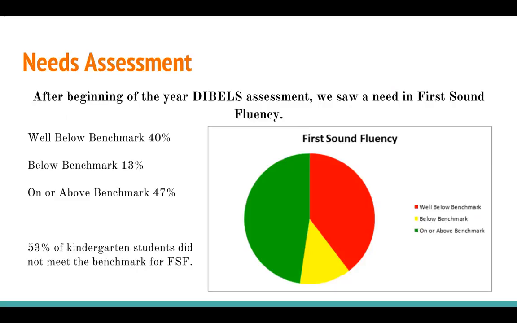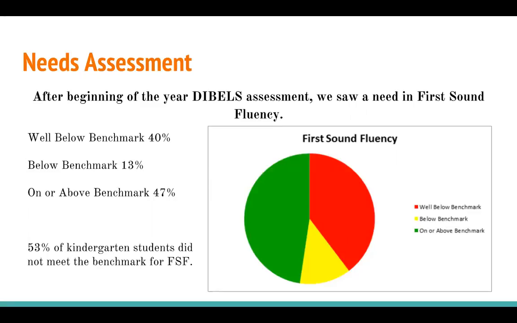When you're looking at the data in this pie chart, you can see that over half of our kindergarten students are not meeting the benchmark in first sound fluency. 40% are actually well below, 13% are slightly below, and then 47% are on or above benchmark.